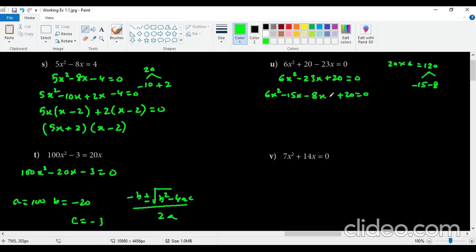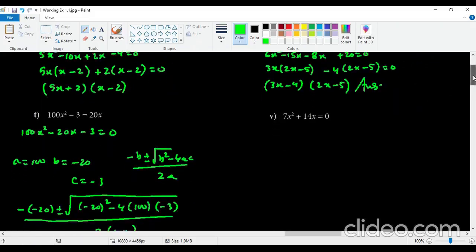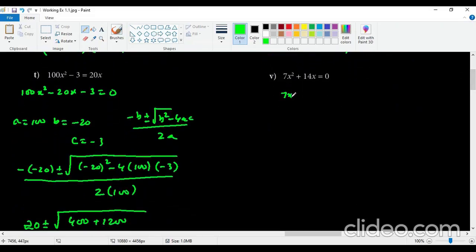6x square and plus 20 right here equals 0, and minus 15x and minus 8x both are going to give you a negative 23. So in the first part, what is common is 3x and 2x minus 5, because 3 times 2 is a 6 and 3 times 5 is a 15. As soon as you get this bracket, copy down this bracket and write down like this. And look at this third one. So you already have 2x when multiplied by minus 4 is going to give you a minus 8x. So 3x minus 4 in one bracket and 2x minus 5 in another bracket, and this is going to be your final answer. In here 7x is common, so x plus 2 is going to be your final answer.